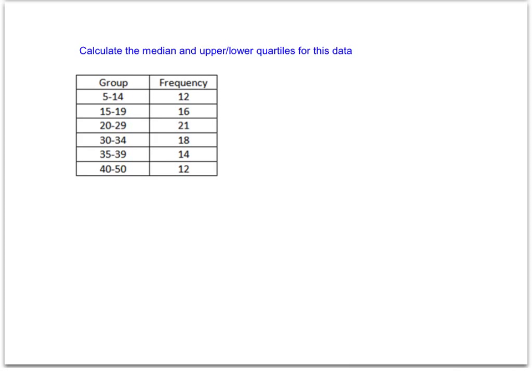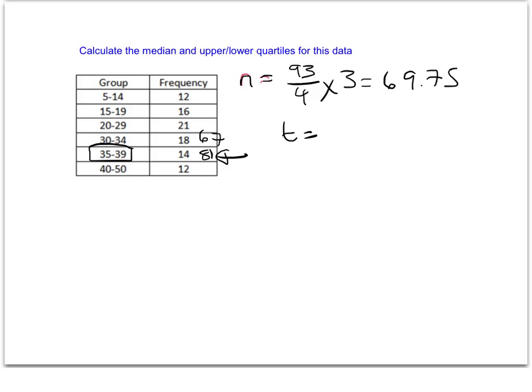Last but not least, the upper quartile. So to get n, we're going to do 93, the 93 people, divided by 4 times 3 to get the person that we want, 69.75. That means that we can identify the group as being 35 to 39 because the cumulative frequency here is 81, cumulative frequency here is person 67, and we want someone beyond person 67, so we know we're in there. T, the number of people before our group, is 67, the group frequency is 14, the group width, well, it's going from 34.5 to 39.5, so that's 5, and the group bottom is 34.5.